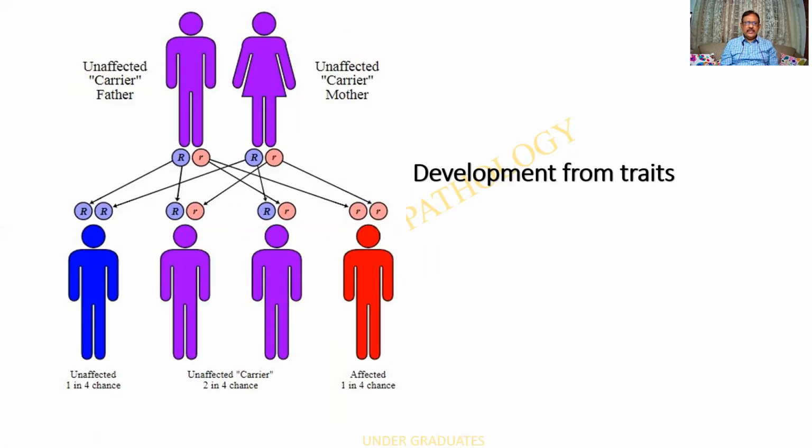This is the inheritance that we had mentioned earlier. So this is a carrier over here, another carrier over here. When both of them get married, you find that there can be an unaffected child or a child that is totally affected. And there can be two which can be carriers of the disease.